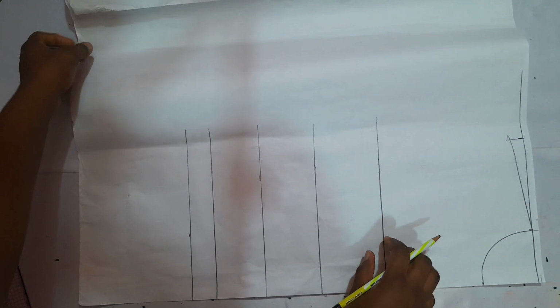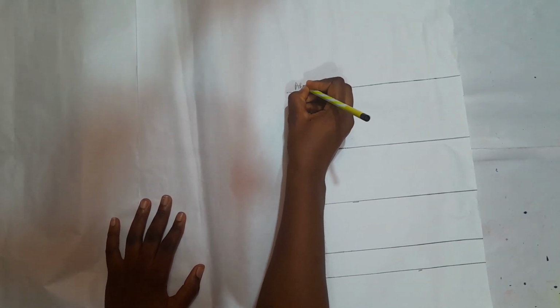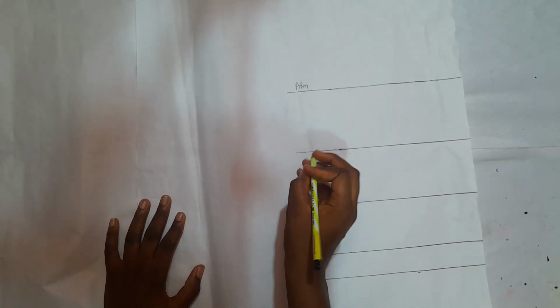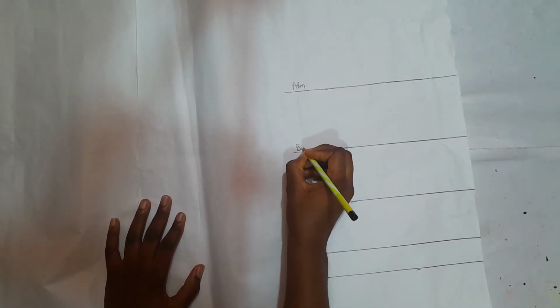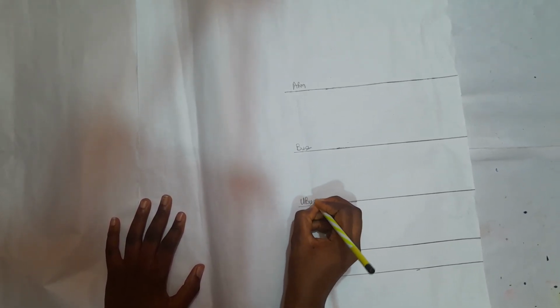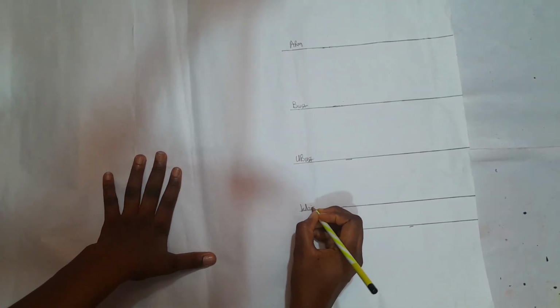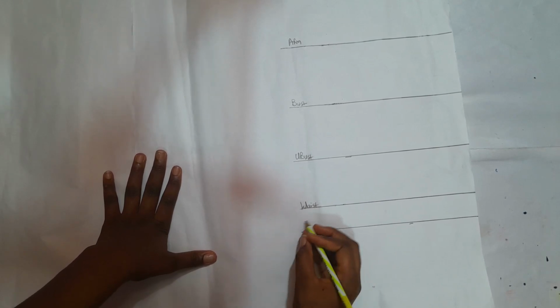So now let me go ahead and label this. I'm going to label this one my armhole line. I'll label this one my bust line. This one is my under bust. This is my waistline. And then this is just allowance.